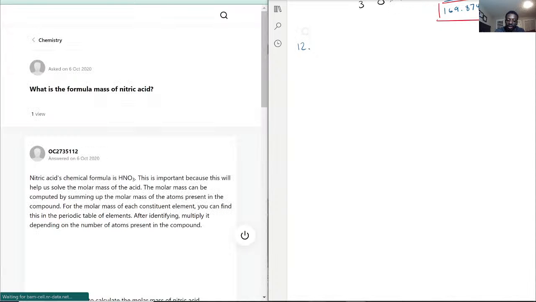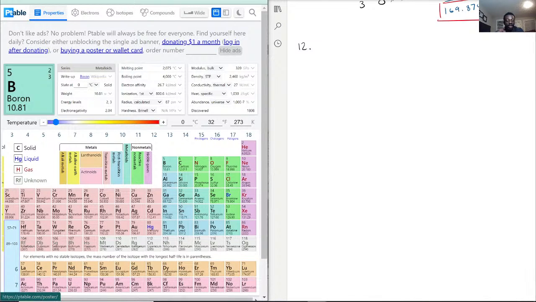Oops, I like to keep my colors consistent. What is the formula mass of nitric acid? So, nitric acid. Not sure if you have the time, maybe you already paused it and found the answer already, but nitric acid.